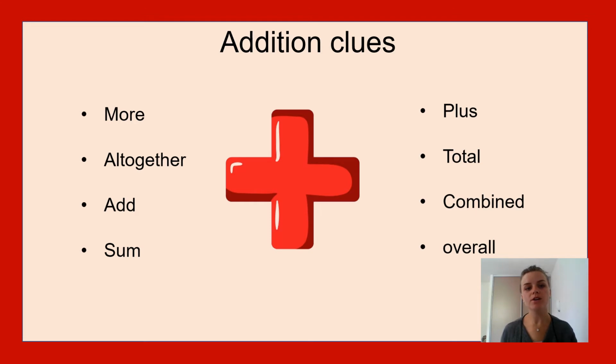If we look at the screen, we can see that more, altogether, add, sum, plus, total, combined, and overall are all words that if you see them in a word problem, you know that you will be doing addition. So when we're reading a word problem, we need to be very careful and keep a lookout for all of these words so we know if we need to use addition to solve the problem.